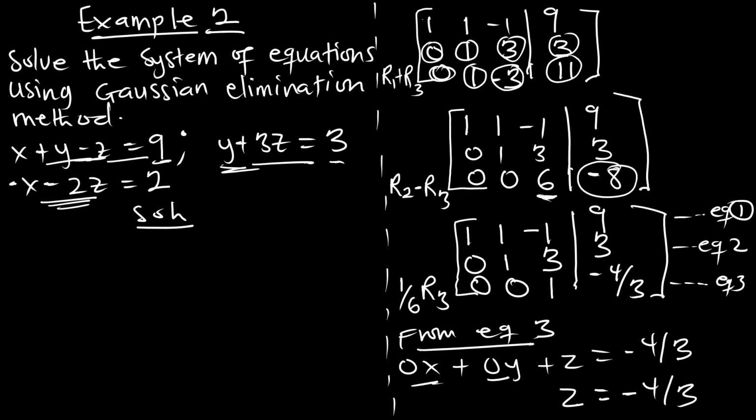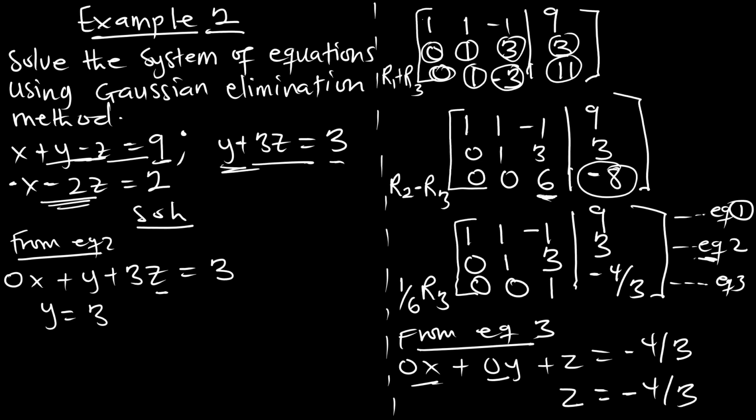Now we can also consider equation 2, which is the second row, and we can write it as 0x plus y plus 3z equal to 3. Is that right? Yes. So now I know the value of z already. So can I say y is equal to 3 minus 3 times z, where z is negative 4 on 3. And this is going to give me 7 for the y.